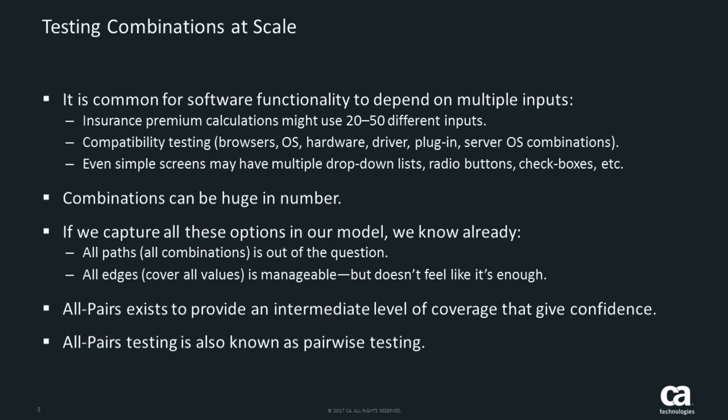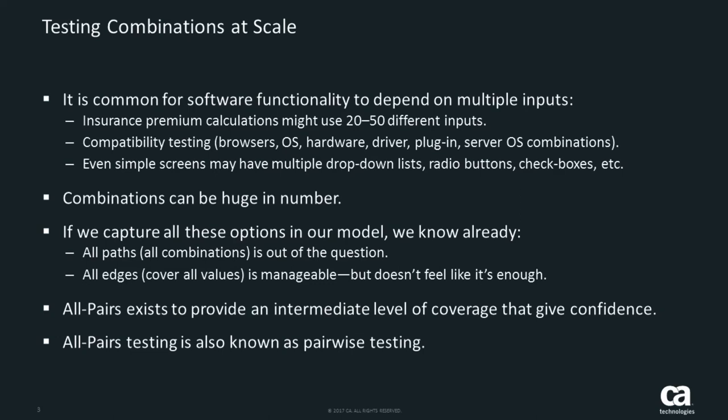Even simple screens for inputs of data onto mobile applications or web pages have multiple choices with drop-down lists, radio buttons, checkboxes, and then the validity or otherwise of other data. All this data taken in combination influences the behavior of the system behind the scenes. So we know combinations can be huge in number, and yet we have this challenge of how do we test a subset if we can't test all combinations?